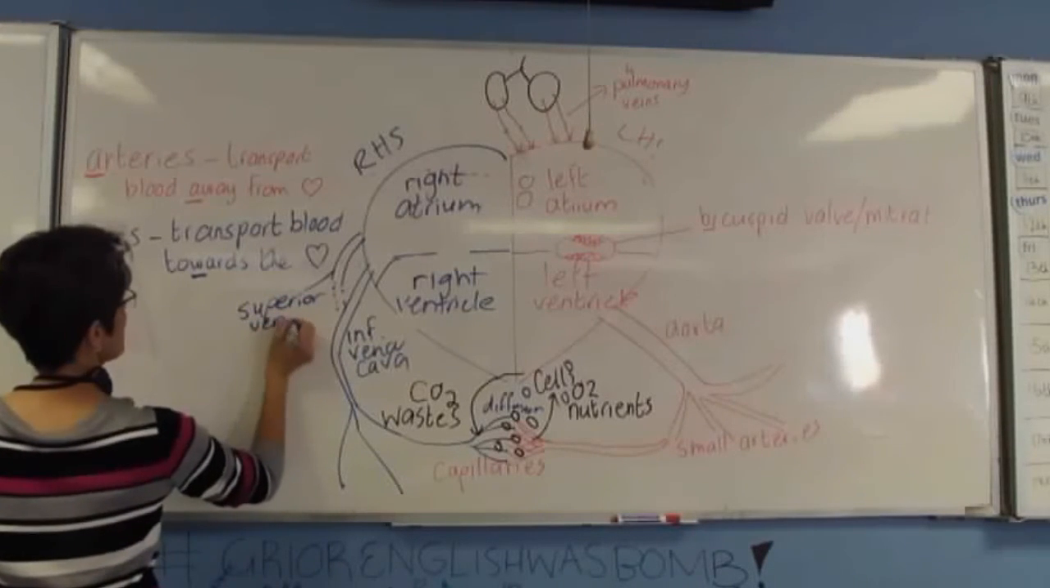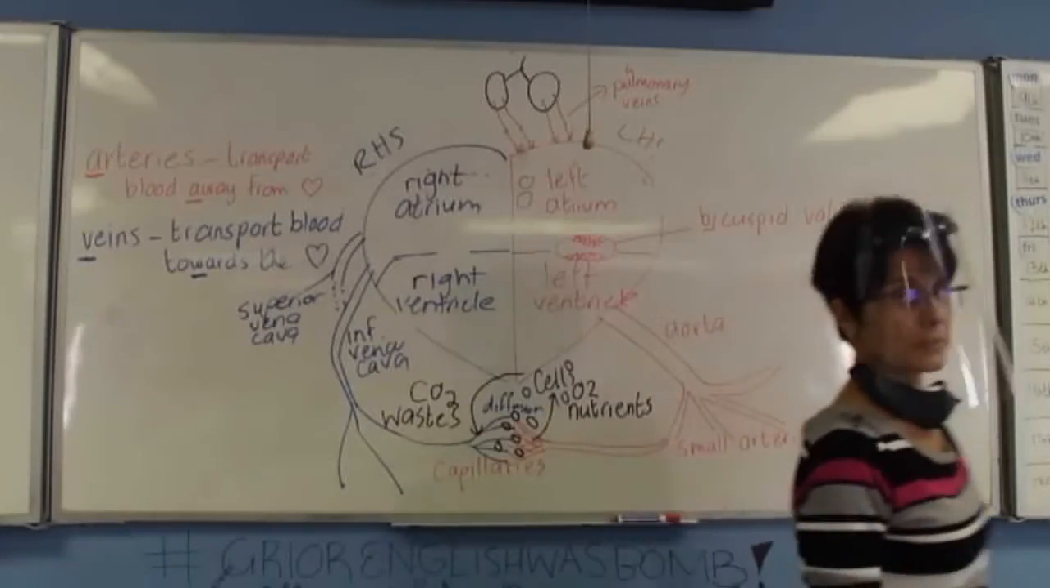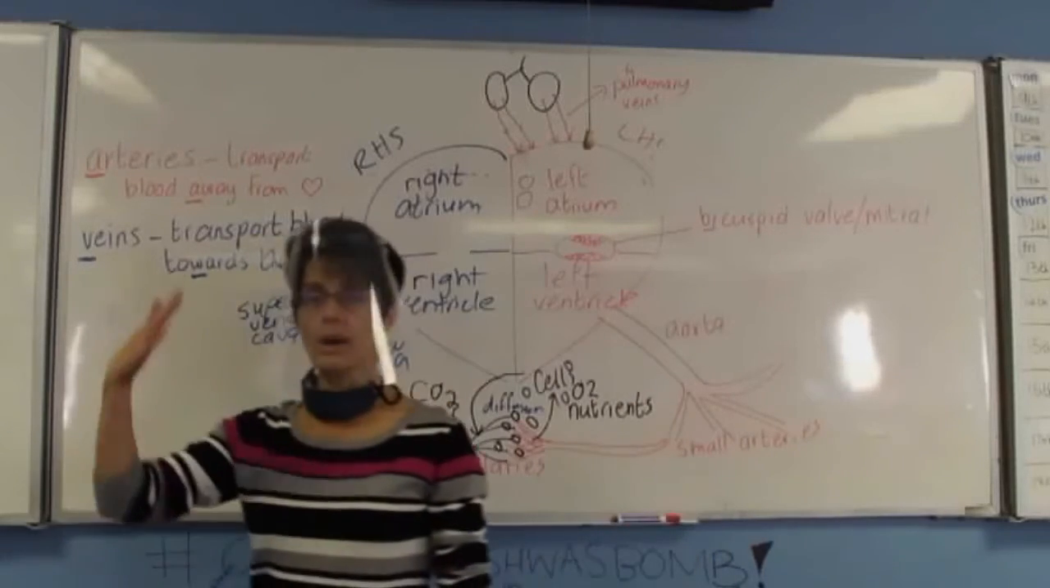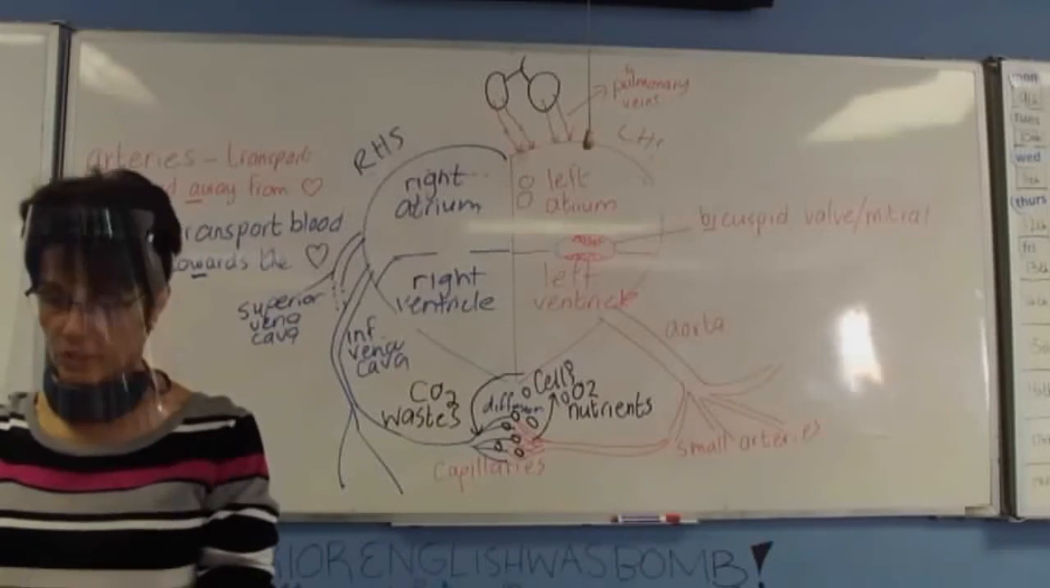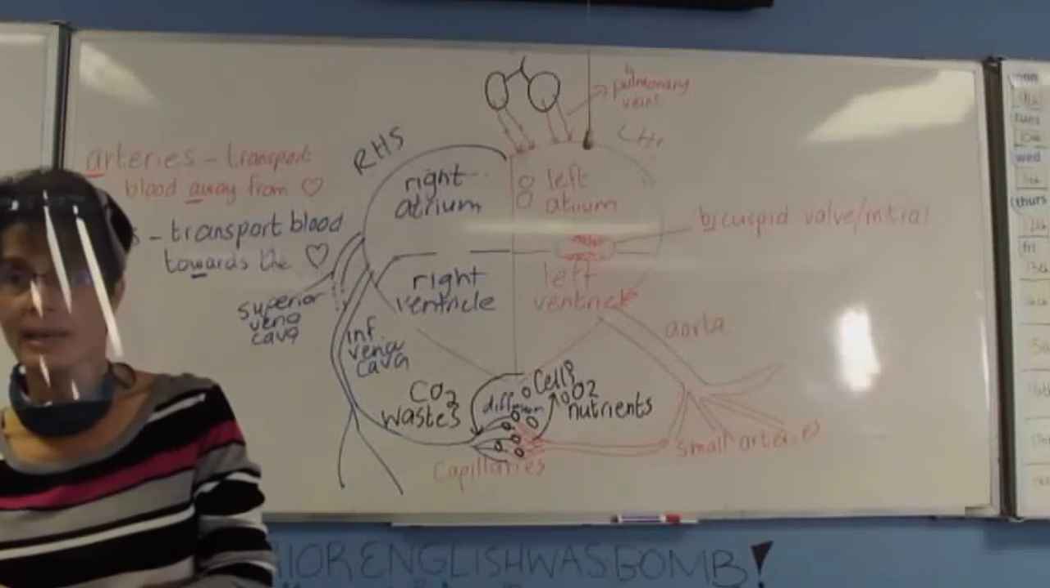So we'll look at a proper picture later. The one that I've given you, you'll figure it out from there. Alright, so why do we say superior and inferior? Well, we are upright, we are bipedal, so everything above is superior, everything below is inferior.